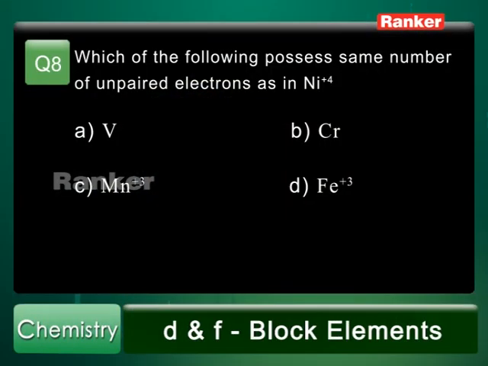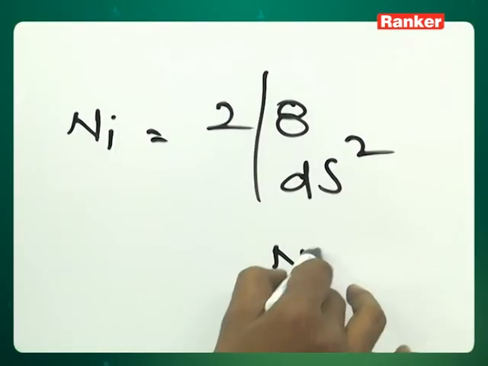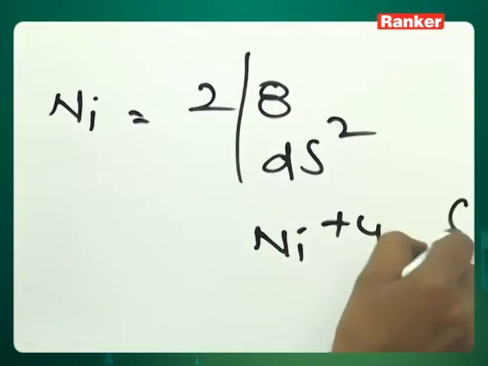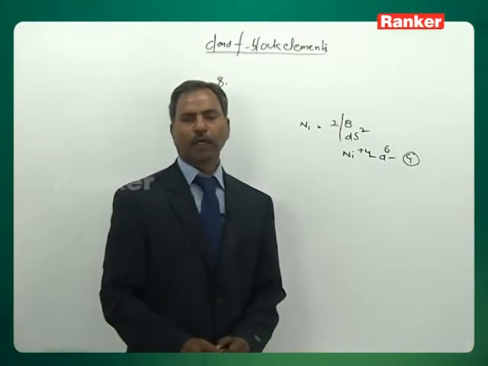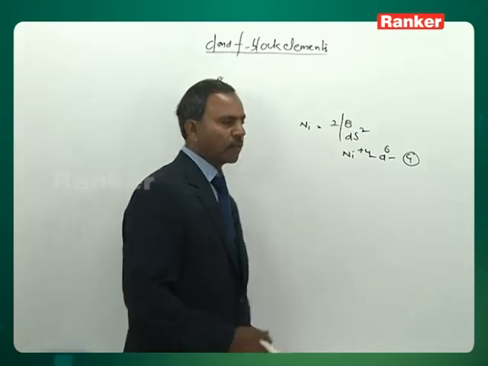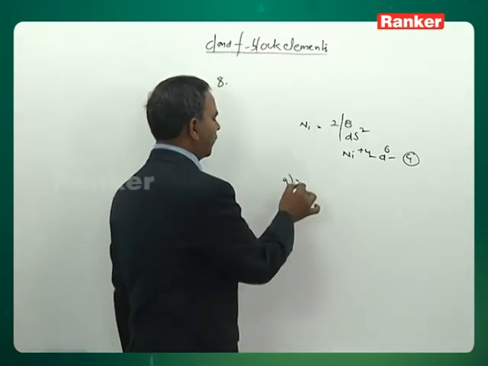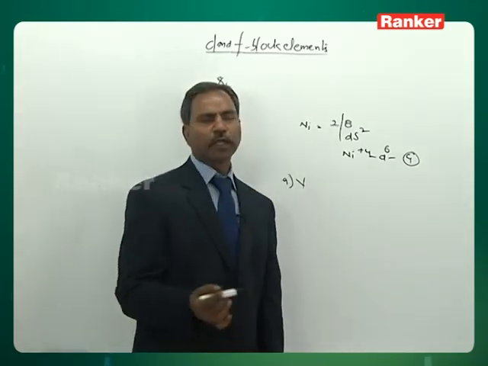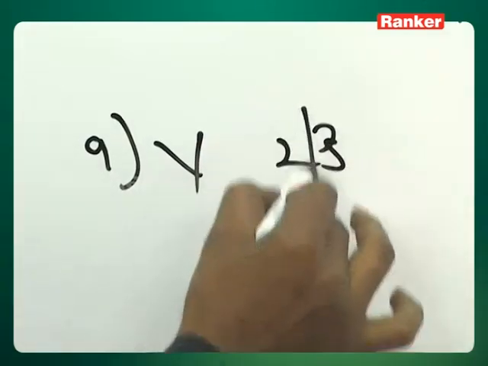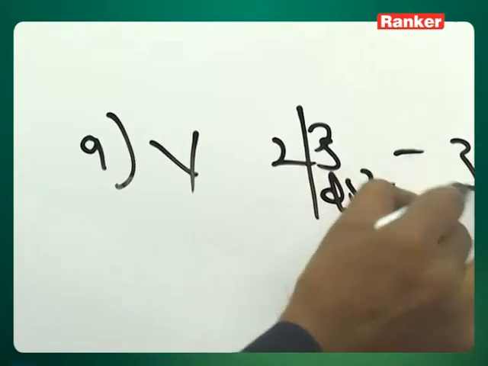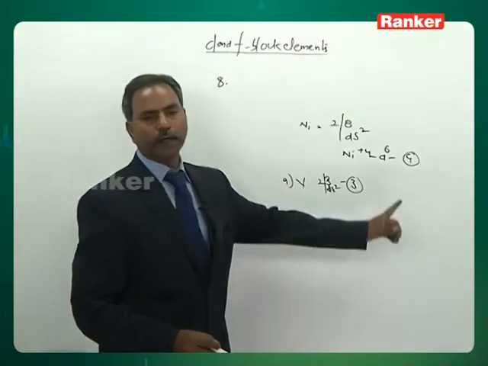For Ni+4, look here, how many electrons are lost? 4. So Ni+4 is d6. d6 means 4 unpaired electrons. Coming to option A, vanadium. What is the electronic configuration? It is 23, which means d3 s2, 3 unpaired electrons are there. No, it is not our answer.